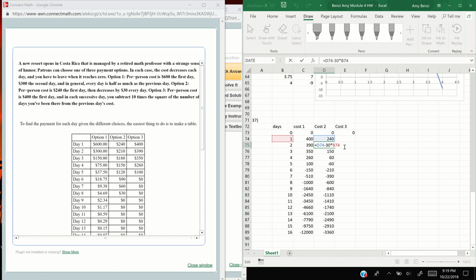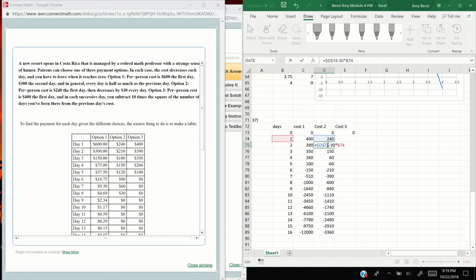But then when I applied it to each cell below, now it's selecting the cost of the day before, and it did not say that it decreases by $30 each day minus how much it was the day before. It doesn't say anything like that. So my problem is that I needed to lock this 240 in, because it's going to be 240 minus $30 times each day.